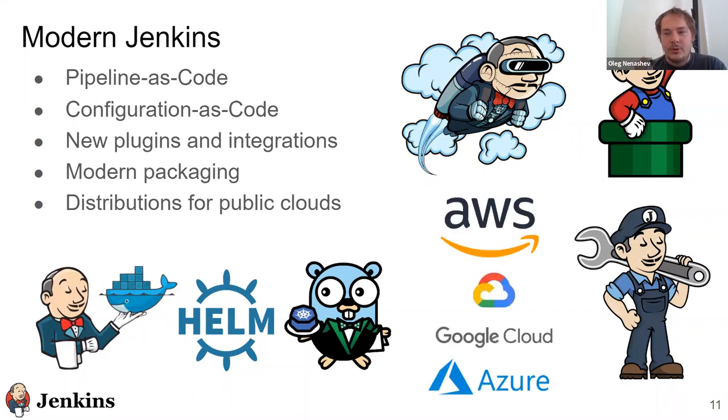There is a lot of other changes in packaging and the ways we distribute the project. And also there are distributions for public cloud. So in many cases, you don't have to spend too much time configuring and setting up your Jenkins, because there are packages which provide the required plugins and configurations to quickly bootstrap your Jenkins instance in the cloud. I just mentioned a few projects. There are a lot more of them. But I want to highlight that the project evolves well and there are a lot of changes happening in the project.